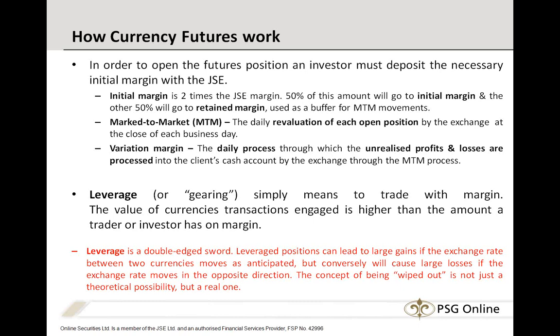The other 50% goes to what we call a retained margin. Obviously, it's a buffer for what we call mark-to-market movements on a daily basis. So funds will go in and out of your account on a daily basis. That's where, if the market goes against you, that buffer is where those other funds come from.